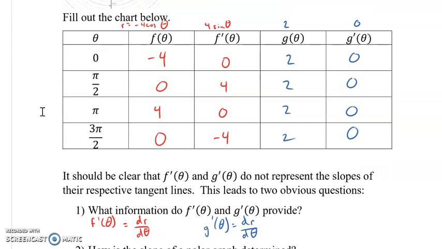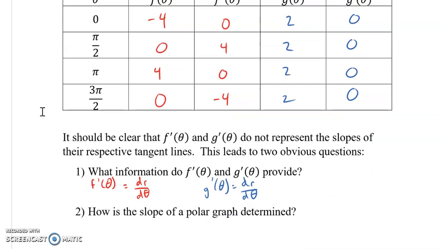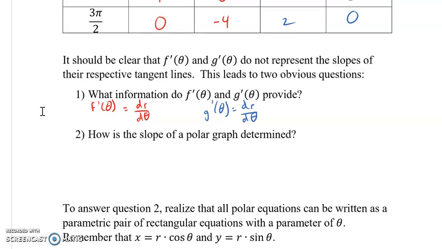So another obvious question we might ask is, well, if these don't give us the slope, then what does? Okay, if I wanted to find the slope of a polar graph, then how do I do it? Well, we know that if we're looking for the slope, we're looking for the change in y over the change in x. And in fact, that's the average slope. And if we want the instantaneous, we want dy over dx.